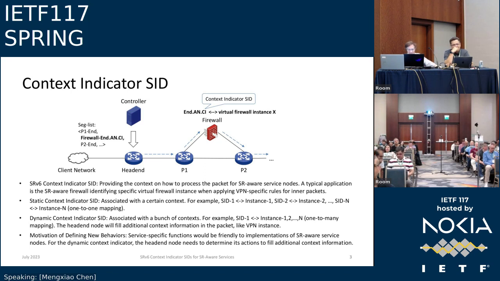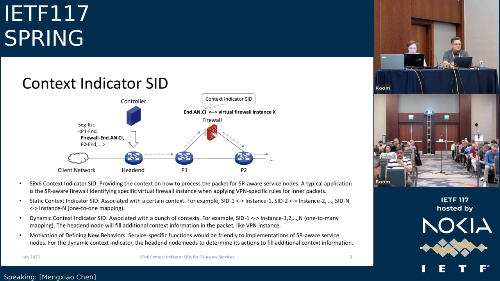Dynamic means context indicator seed is associated with multiple contexts. It is like a one-to-many mapping. For example, a seed can be associated with several different instances. The head end node will fill additional context information in the packet when it steers the traffic into the SR policy. Combined with a dynamic seed and additional information added by the head end, a specific context can be identified by the firewall. Why do we need to define new behaviors other than End.AN?